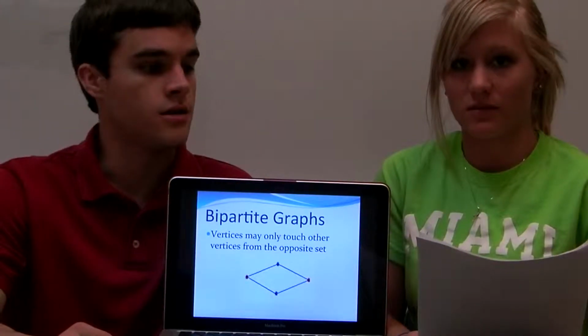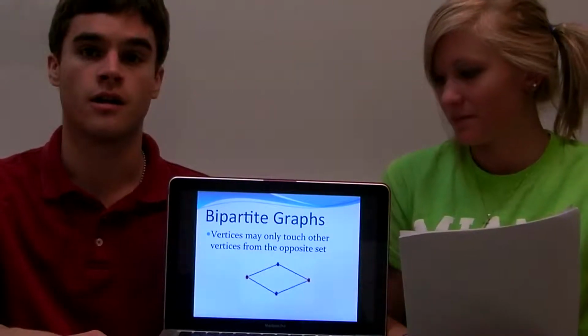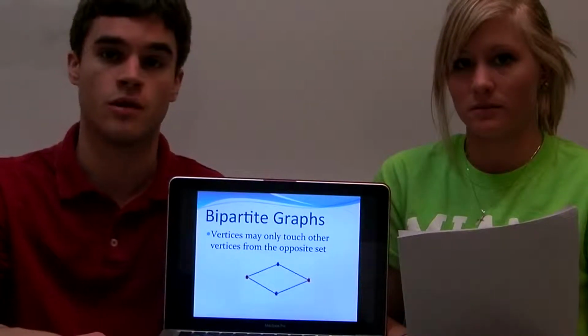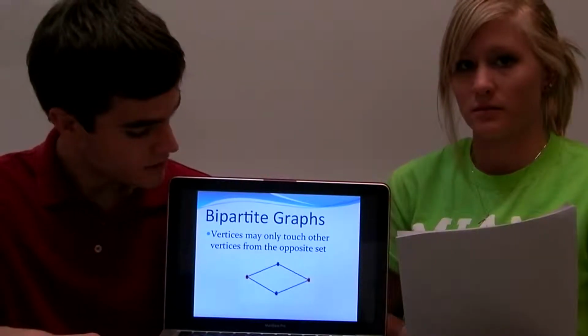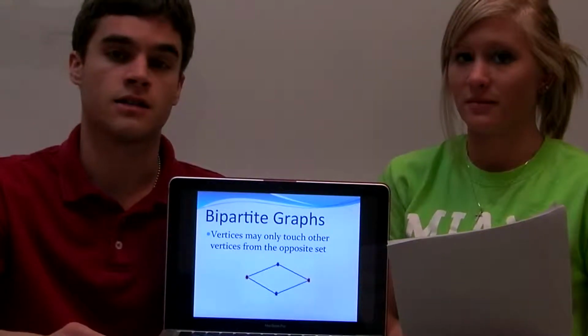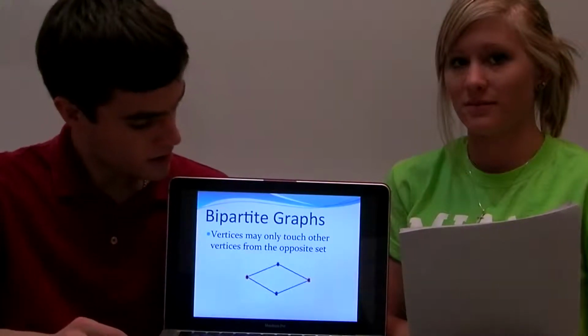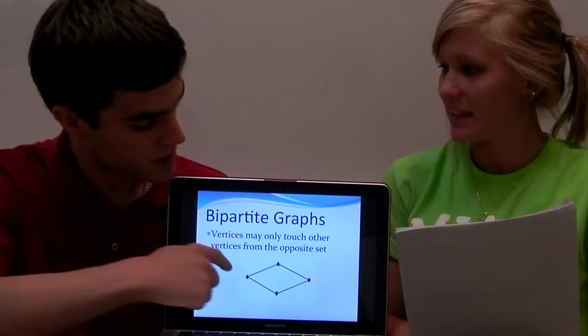Basically, the two sets can be thought of as two different colors. Each point on the graph is assigned to one of the two sets. For example, in this picture, all of the points that are red cannot touch any other points that are red, and they can only touch points that are blue. Each connection is represented by an edge.